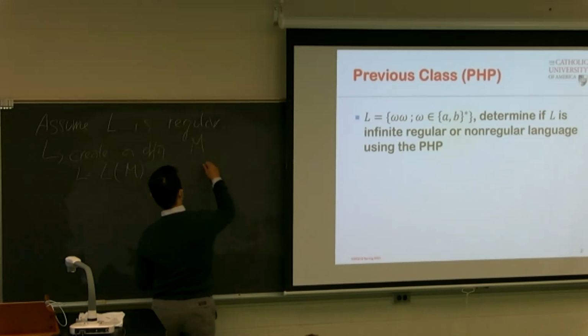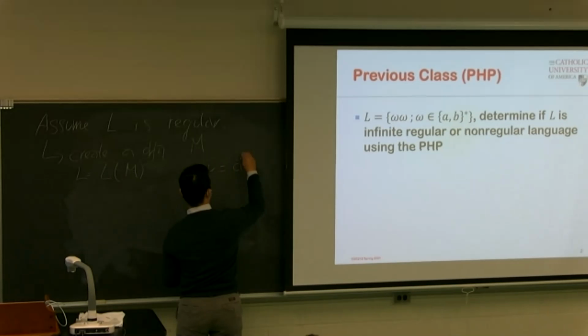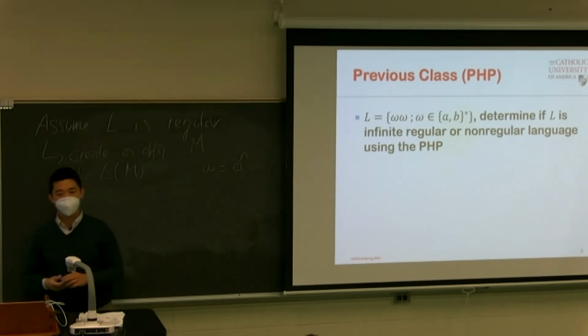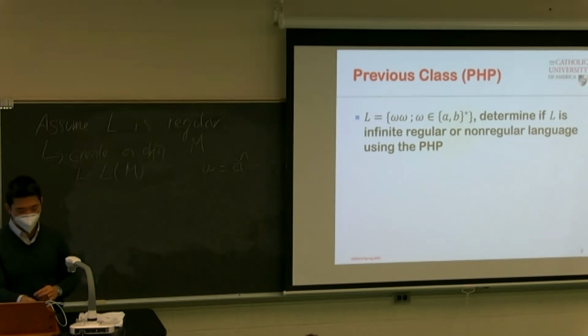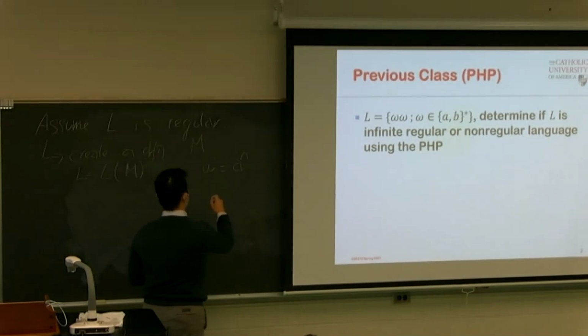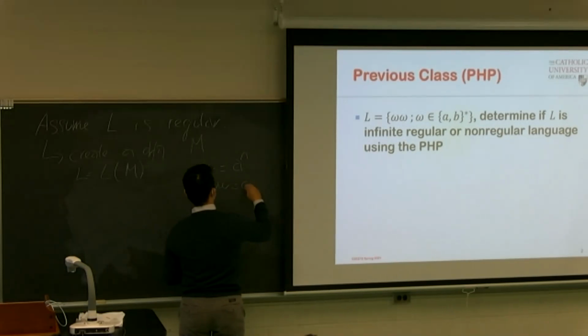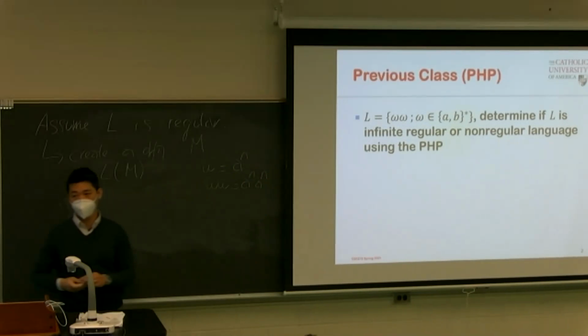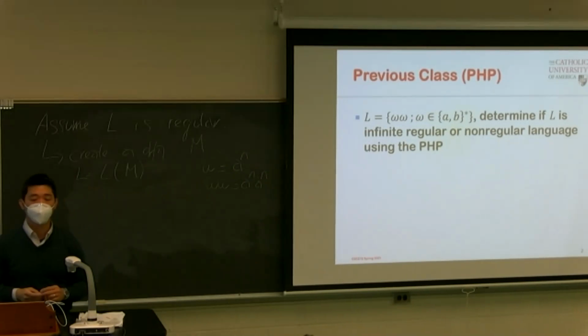Earlier, one of the class members said pick A to the N. Would this be a correct string to show this is a non-regular language? If so, then WW would be A to the N and A to the N. Right? Okay, so how do we show by the transition function? How do we decide to split?